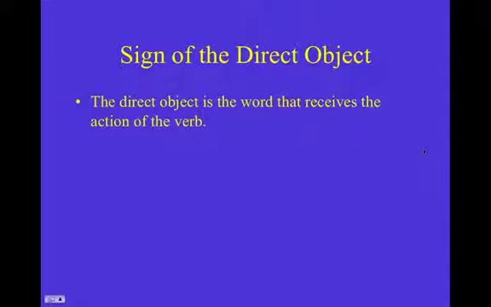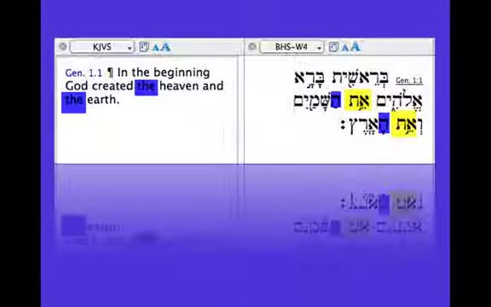The sign of direct object marks the word that receives the action of the verb. Now where this is most important to see, and a good example of this, is in Genesis chapter 1 verse 1. Notice here in our English text, the is here twice, and this corresponds to the definite articles that are prefixed to the word heaven or heavens. It's a dual form of the word heaven. And the word for earth or land. You have definite articles here, and then notice here are two signs of the direct object. Now they don't have to be there, but they are.